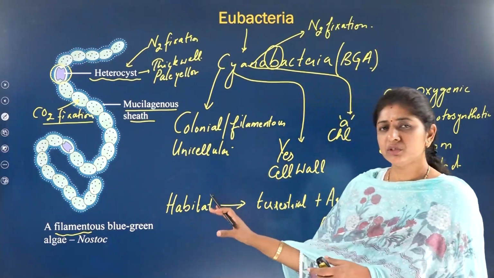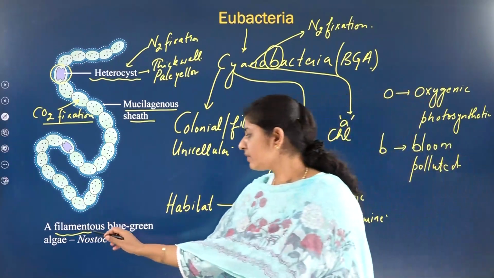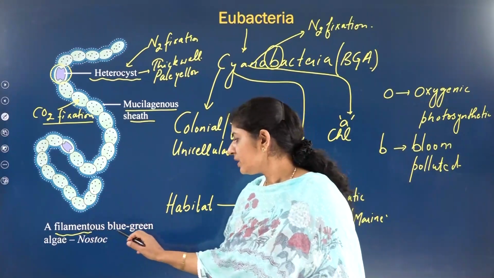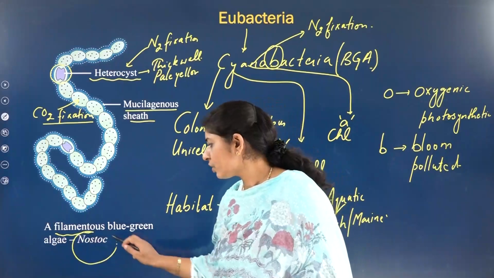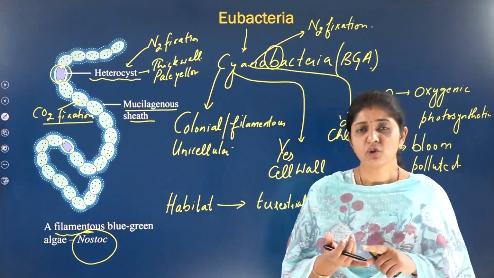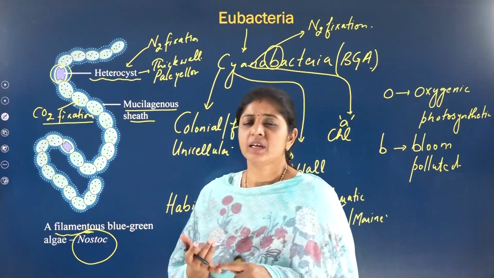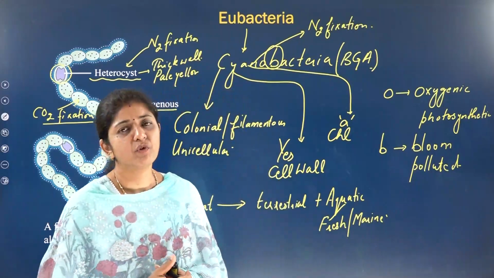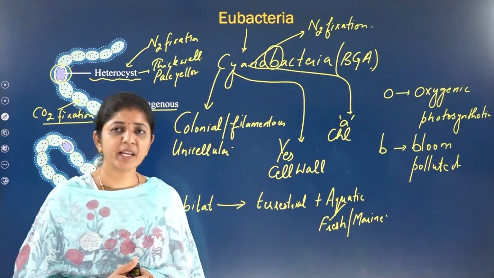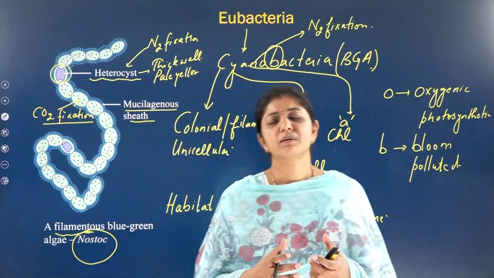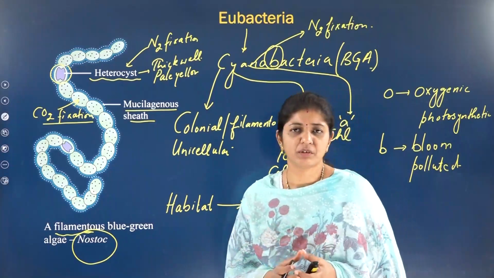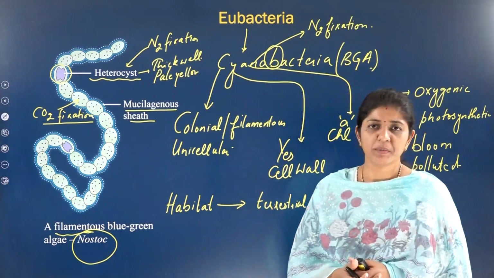And what is the caption for this diagram? They have given a filamentous blue-green alga, Nostoc. Otherwise, Nostoc and Anabaena are the most common examples of cyanobacteria. Fine. So, these are some of the important features we have discussed about the eubacteria.